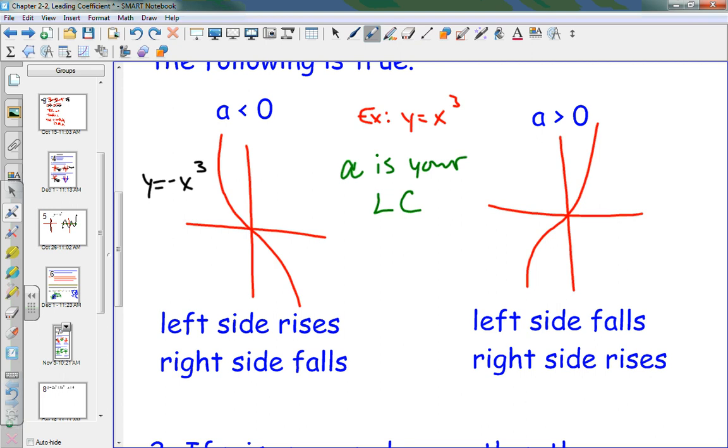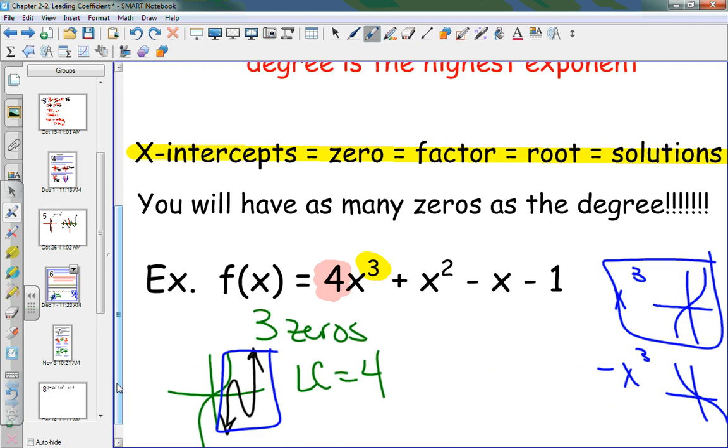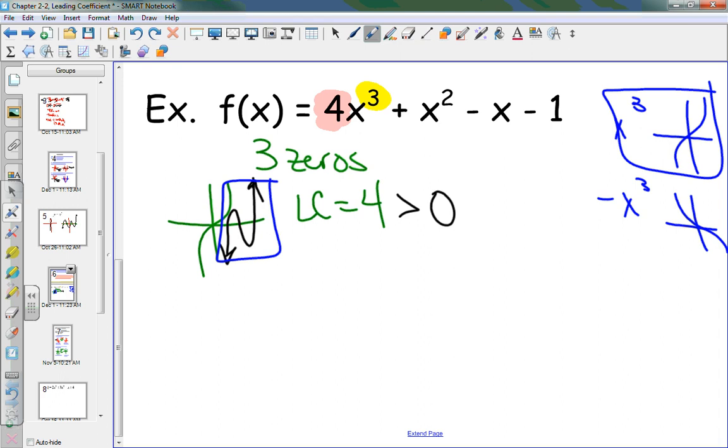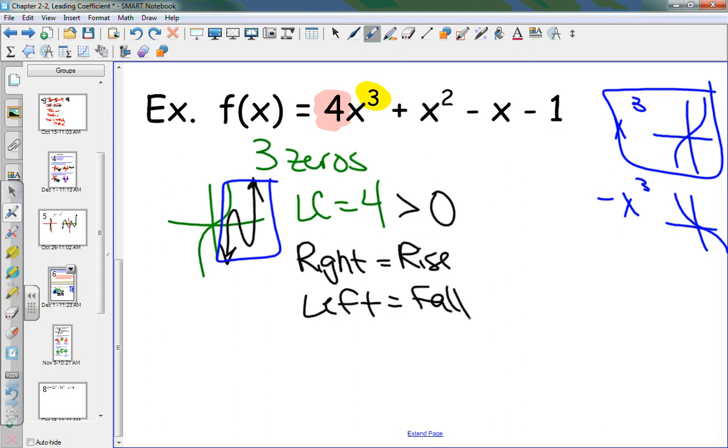So if we go back to this lovely example here, is a positive or negative? A is positive 4, which means that's greater than 0, so what does that imply? What's the right-hand side doing? It's rising. What's the left-hand side doing? It falls. Do we understand that? That's all you have to write. That's all you have to know. We get that, yes or no?